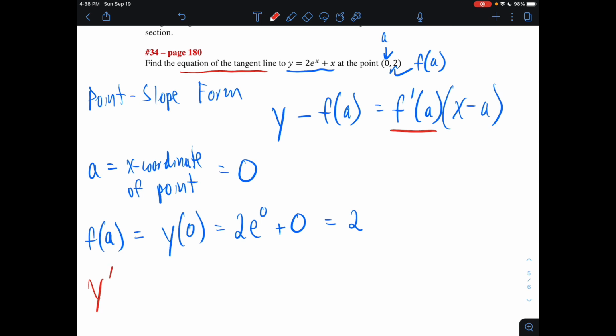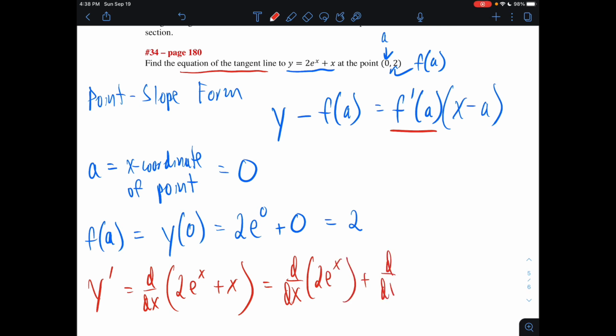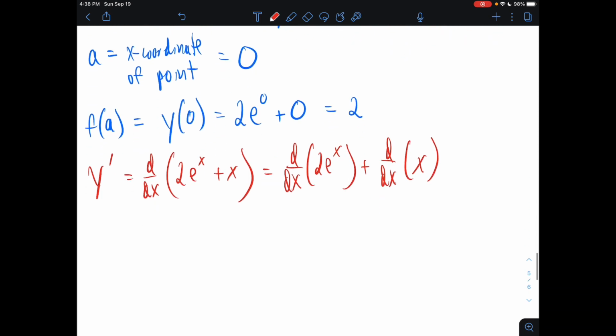So y prime. And we're not going to go through using the definition of the derivative like we saw back in chapter 2. Here we're just going to use the derivative with respect to x of our function and just use the rules that we've established in this section. So first I can distribute my derivative across a sum. So the derivative with respect to x of 2e to the x plus the derivative with respect to x of x. And then in the first derivative that I have listed here, I can factor out the 2.